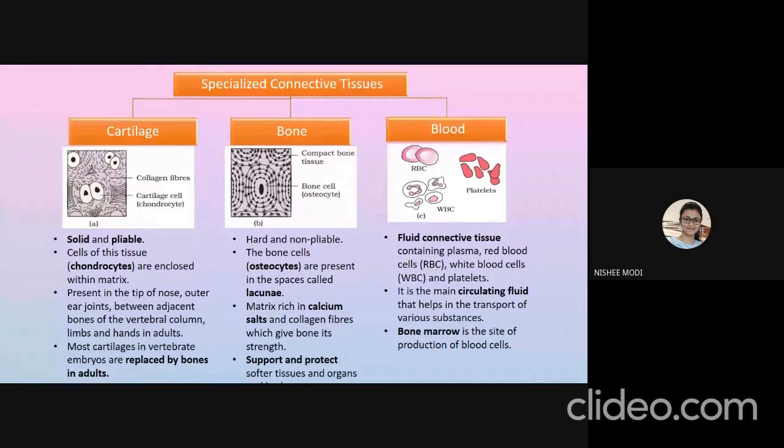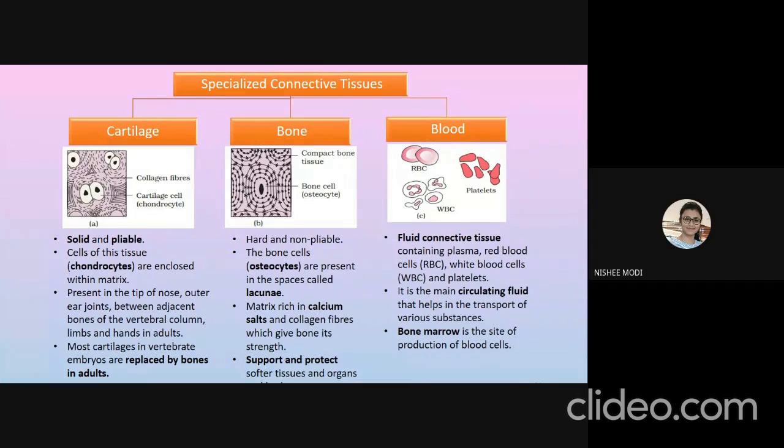And second is bone. Bone is hard and non-pliable, meaning non-flexible. The bone cells, called osteocytes, are present in spaces called lacunae. Osteocytes also secrete the matrix, and the matrix is rich in calcium salt and collagen fibers, which give bone its strength. So bone is non-flexible because its matrix is rich in calcium salt and collagen fibers, and hence it protects and supports softer tissues and organs of the body. So it is the basic support model for the body.